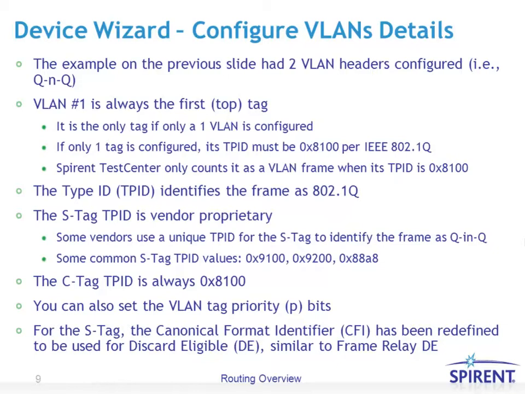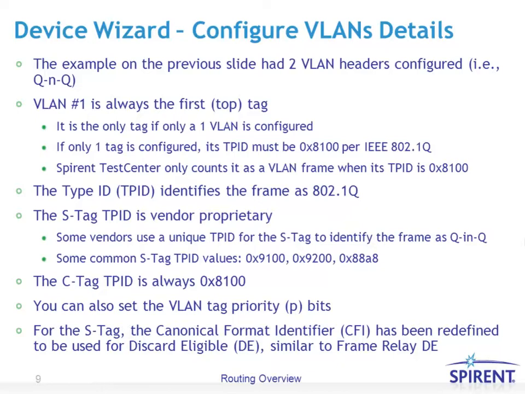This slide provides more details on configuring VLANs in the device wizard. VLAN 1 is always the first or top tag. It is the only tag if only one VLAN is configured. If only one VLAN is configured, the type ID field must be hex 8100 as per IEEE 802.1Q. Spirent TestCenter only counts it as a VLAN frame by default when its type ID is hex 8100, but that can be changed in the port settings. The type ID field identifies the frame as 802.1Q VLAN tagged.